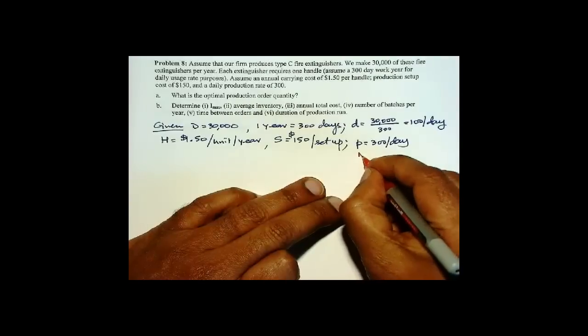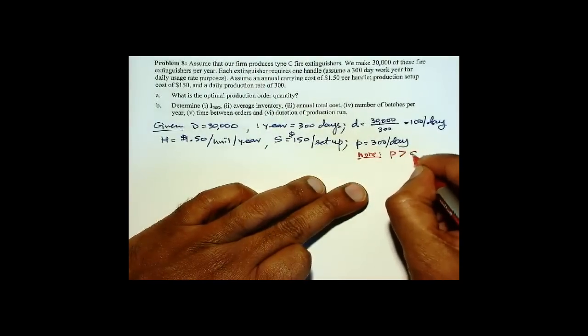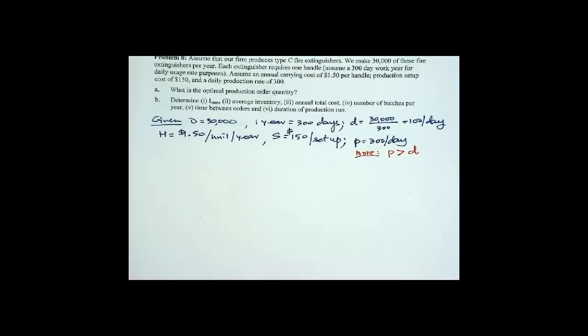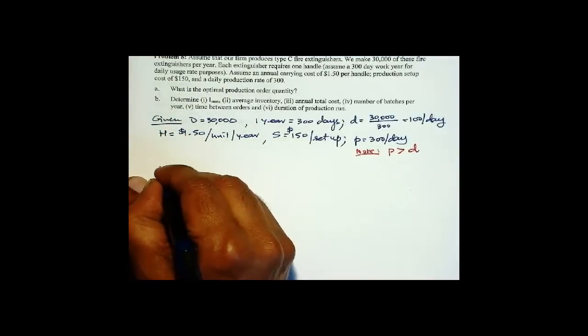So here let's make sure to note P is greater than D. That must be true for POQ to work. So the first question is what is the optimum production quantity?